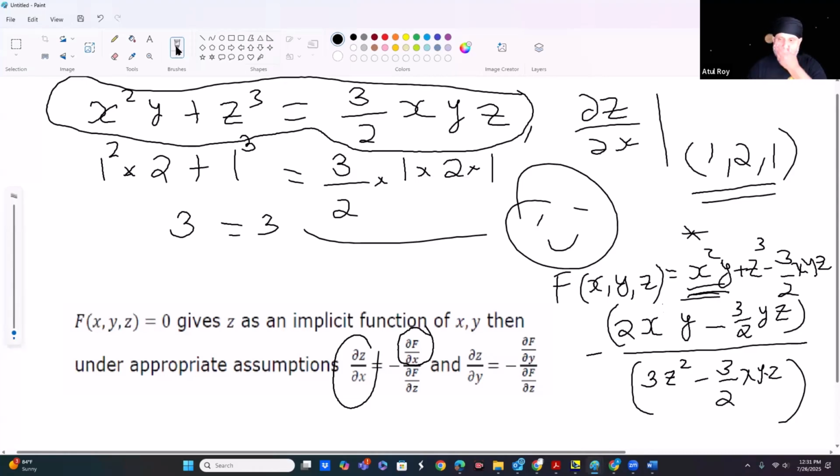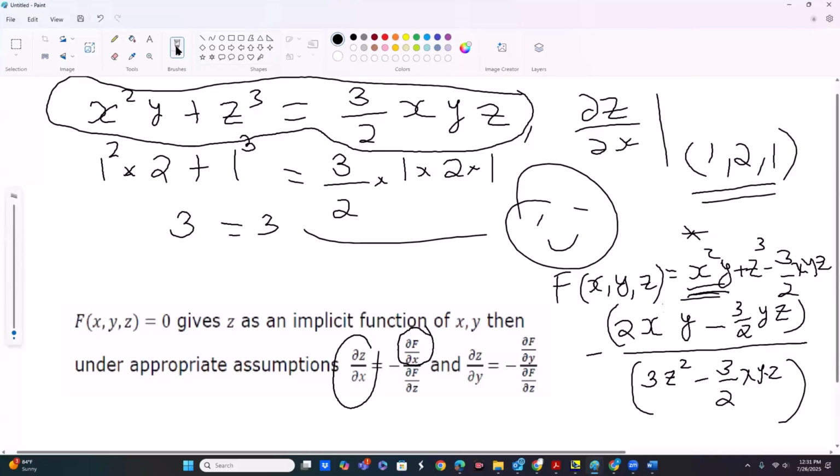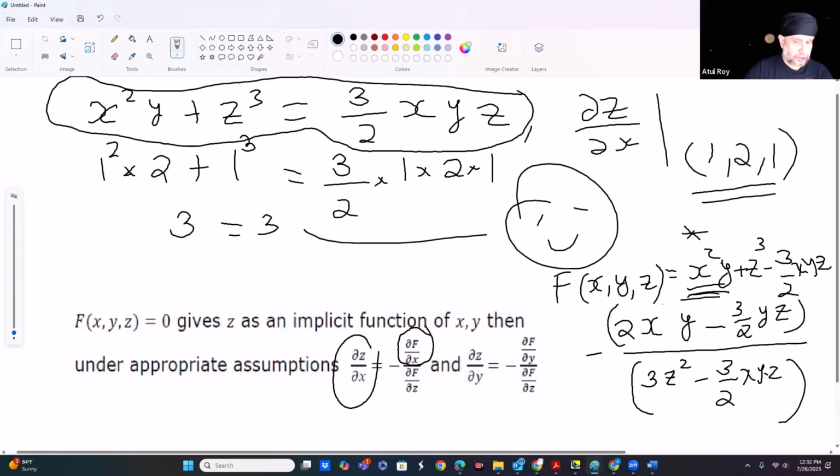Now, in order to calculate it at (1, 2, 1), Professor, wouldn't the z go away for x? Yes, sir, it will go away. Thank you. If I was still going to get the right answer, it would have been luck, because z is a 1 here. But very good, very smart catch.